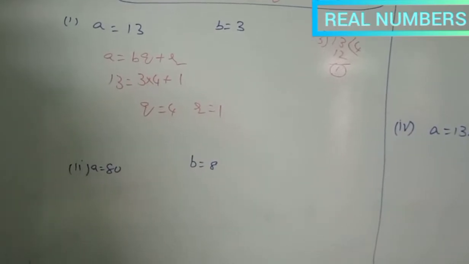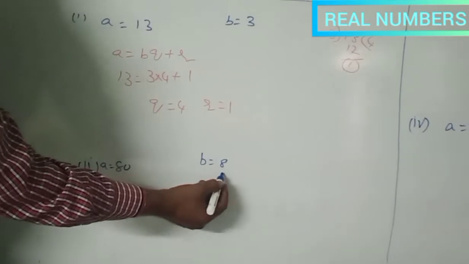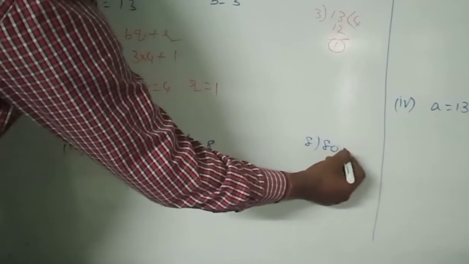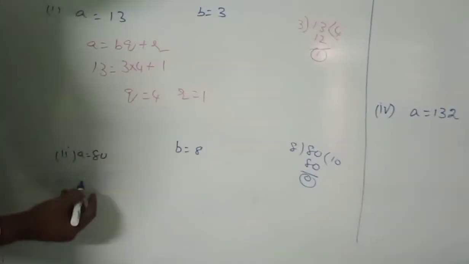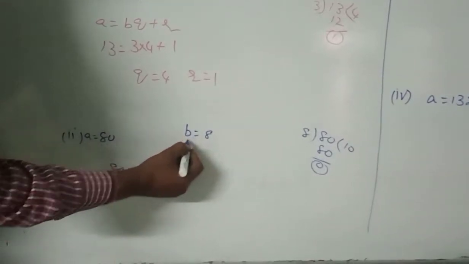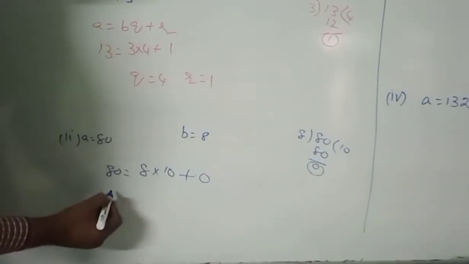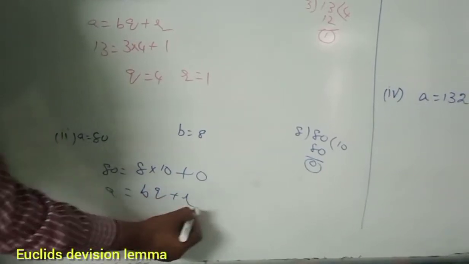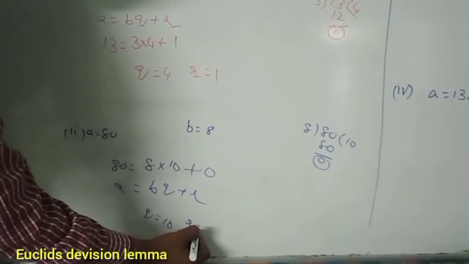Next, second question. A is equal to 80 and B is equal to 8. In general division, 8 tens are 80. Then remainder 0. So 80 is equal to dividend equals divisor into quotient plus remainder, 8 into 10 plus 0. It is in the form of A is equal to BQ plus R. Q is 10 and R is equal to 0.